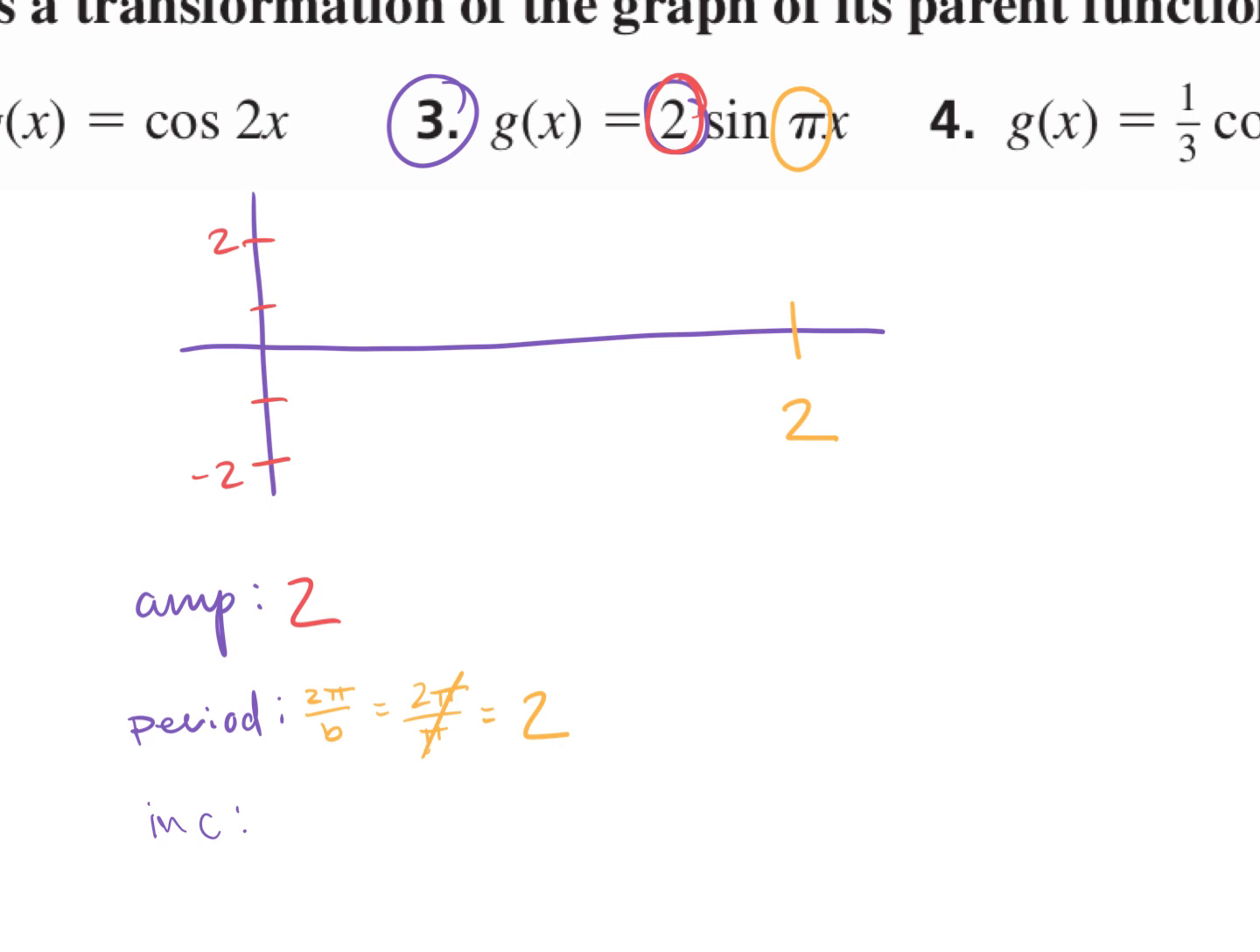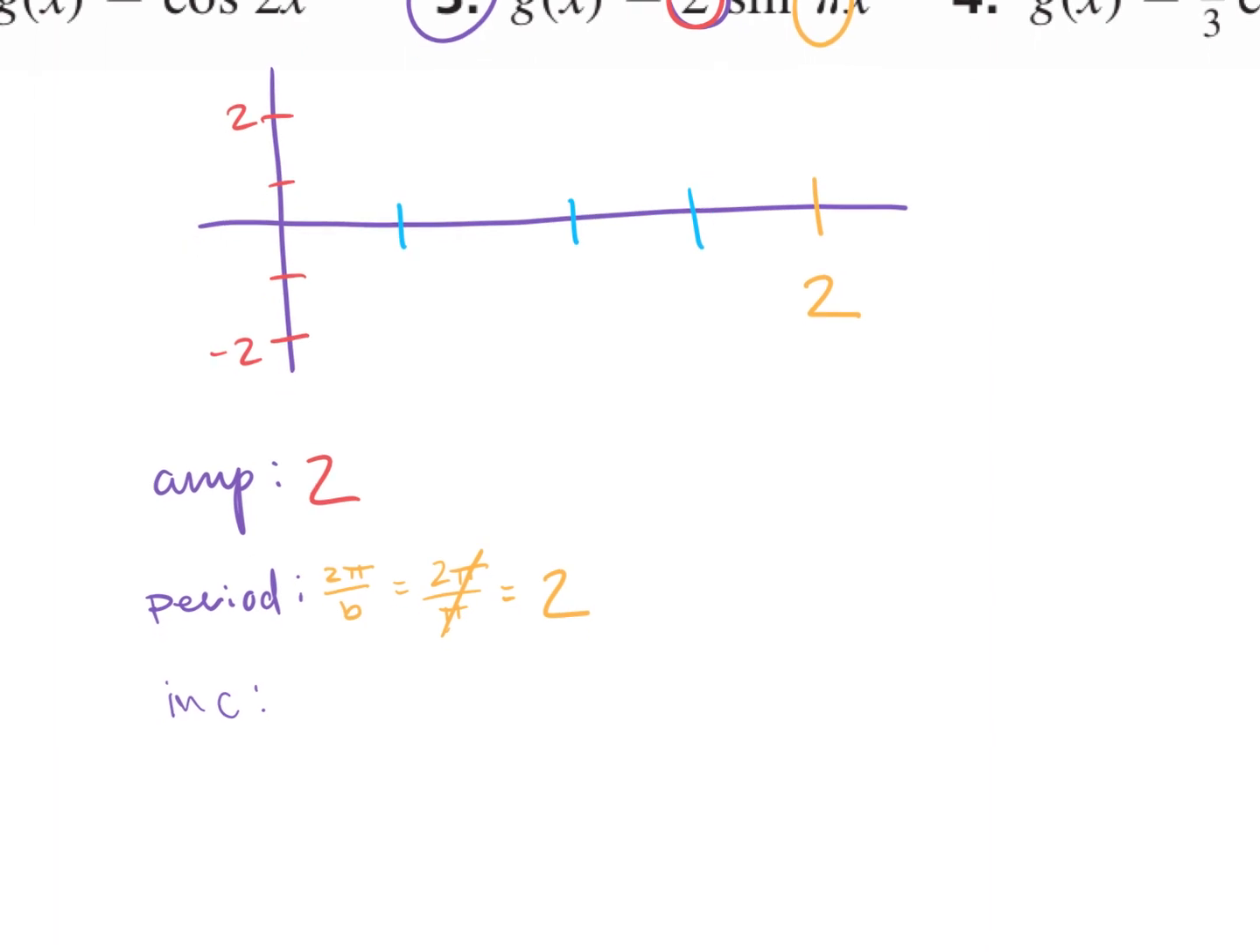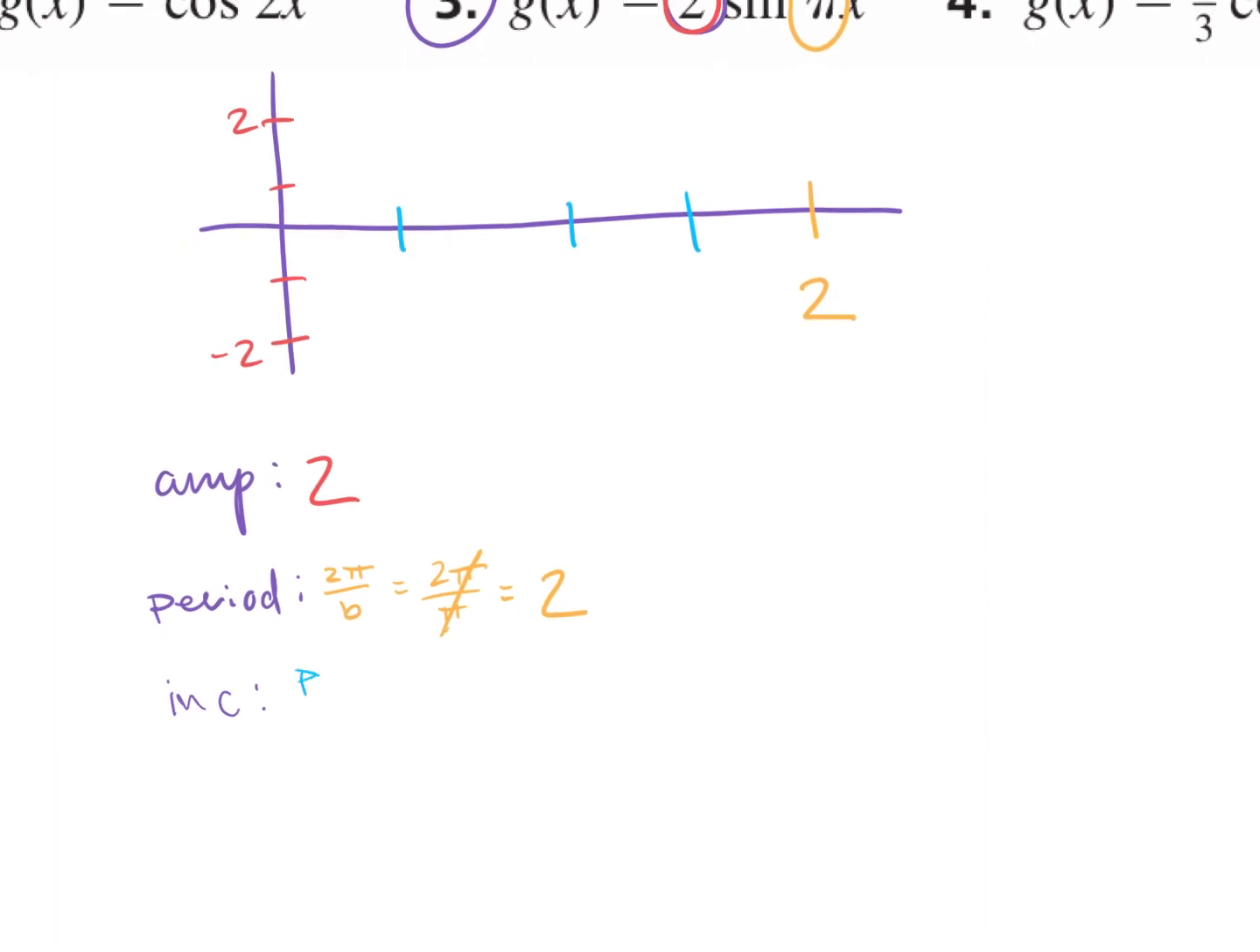So I have my starting key point and my ending key point. Now I just need to find all the increments in between. So there's going to be 3 more in between. How do I find the increments? Period over 4. So we have 2 over 4, which simplifies to 1/2. So my first increment is going to be 1/2.